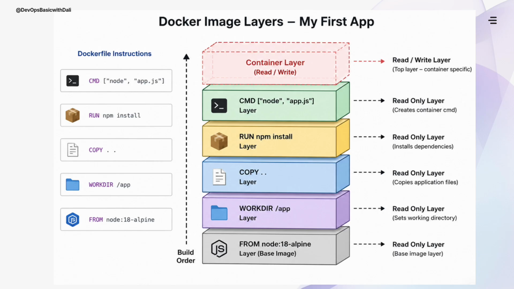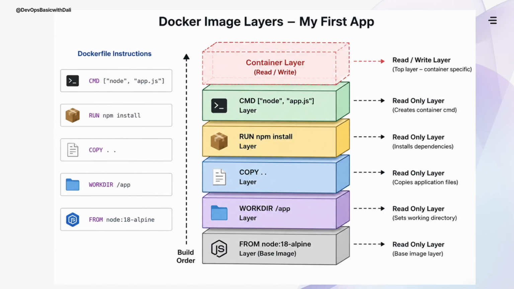Now that we understand repositories and tags, let's talk about one of the most important Docker concepts, layers and caching. Every instruction inside a Dockerfile creates a separate layer. Docker stores these layers and tries to reuse them whenever possible. This process is called caching, and it helps make builds much faster and more efficient.